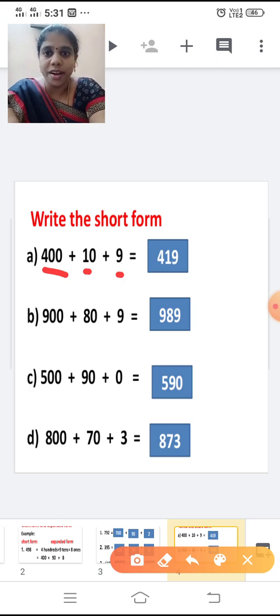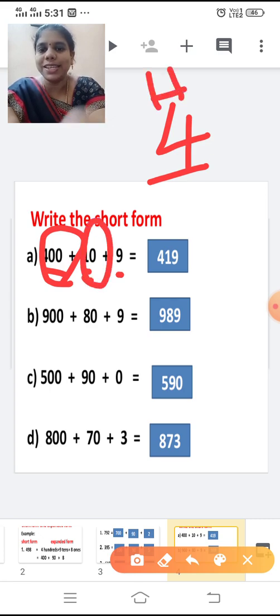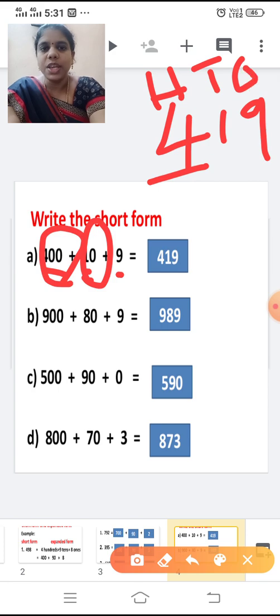Expanded form is 400 plus 10 plus 9. When you write in the short form, you are going to write only the face value of each digit. So face value is 4. 400, it is in which place? 4 is in the hundreds place, so write 4 in the hundreds place. And 10, 1 is in the tens place. And 9 is in the ones place. So 4, 1, 9. Shall we move on to the next one?